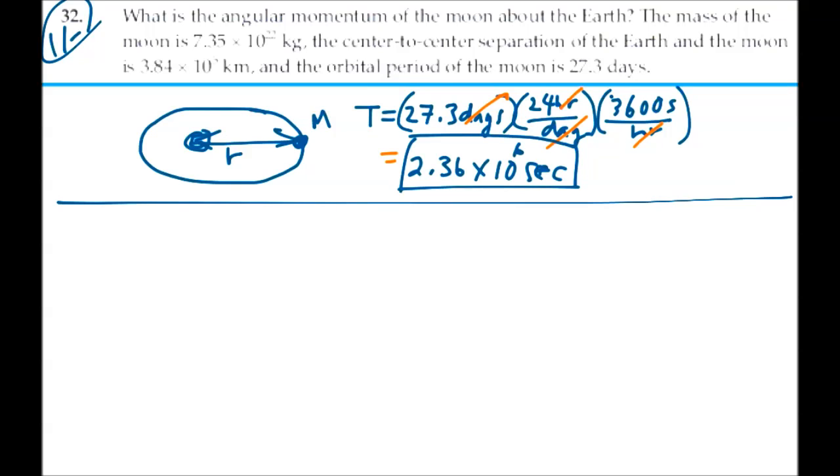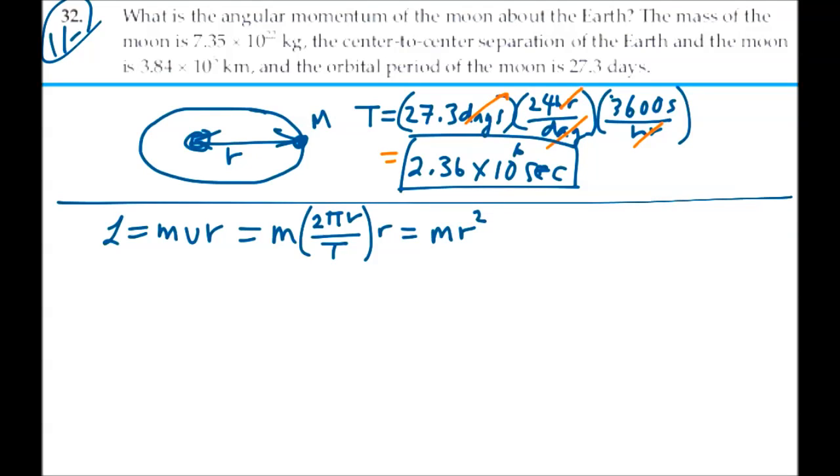Sounds good. Well, in general, the angular momentum of an object in orbit is going to be the mass times the linear velocity times r. We could write this as the mass. Now the linear velocity on average is going to be the total circumference of that orbit, 2 pi r, over the period of time it takes to complete that, times r. So we can write this as mr squared, if we will, times 2 pi over the period.